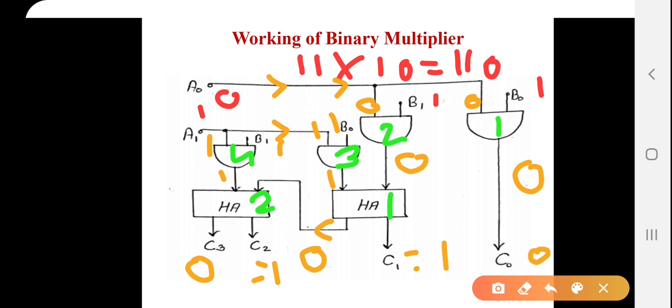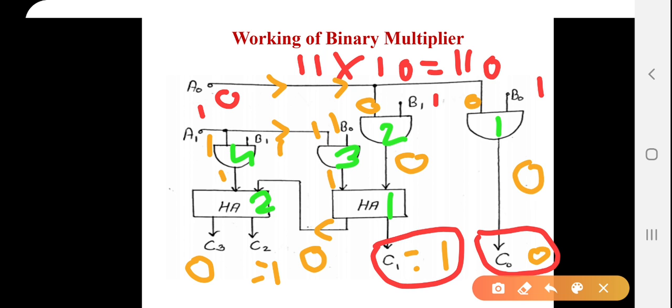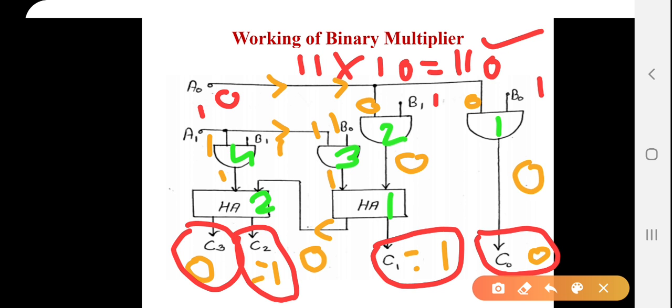So here, as we can see, the C0 value is 0, the C1 value is 1, the C2 value is 1, and the C3 value is 0. So ultimately what will be our answer? Our answer will be 0, 1, 1, 0, which was required at the beginning. So this is the working principle of the binary multiplier. Instead of taking 1, 1 and 1, 0, we can take any 2-bit binary numbers for multiplication, and this circuit can perform any 2-bit binary number multiplication.